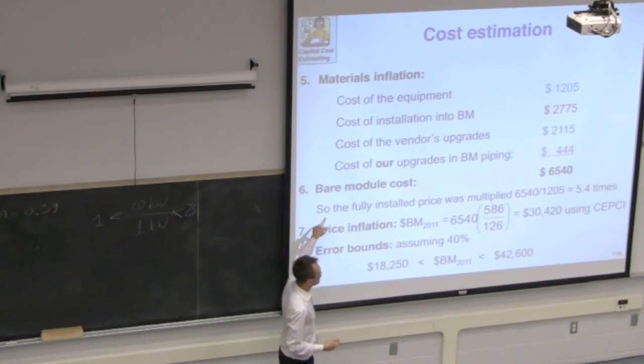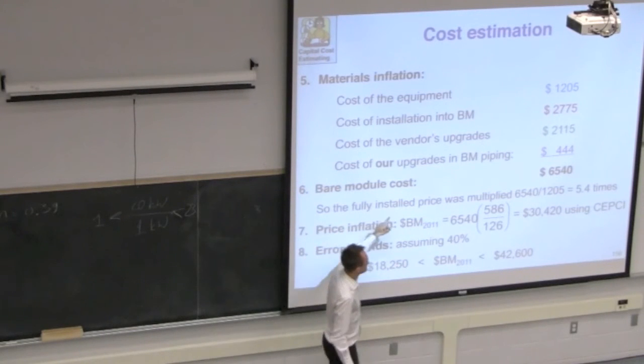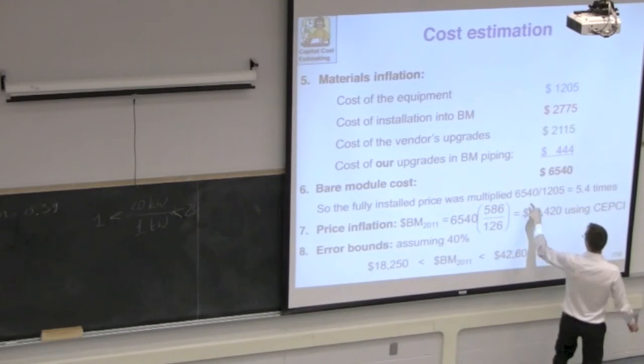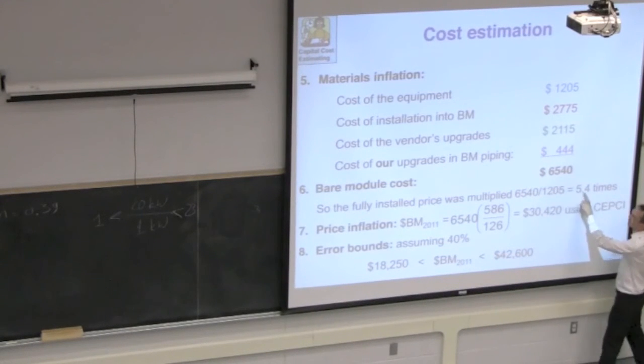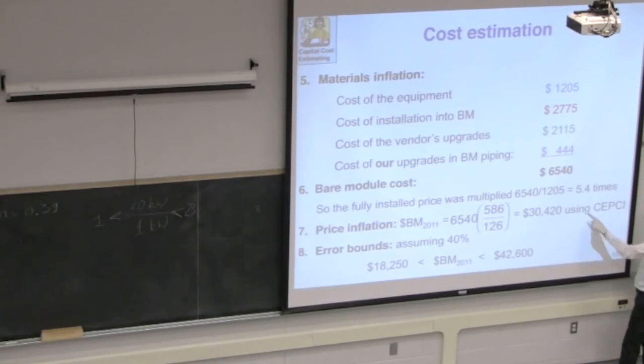So the bare module cost in this case, step six now, is $6,540. We don't need to do this in the procedure, but it's helpful to see that our base price, 1205, has actually grown to be 5.4 times larger, taking it up to 6,540. That's just useful to calculate, to get an idea of the magnitude of these jumps.